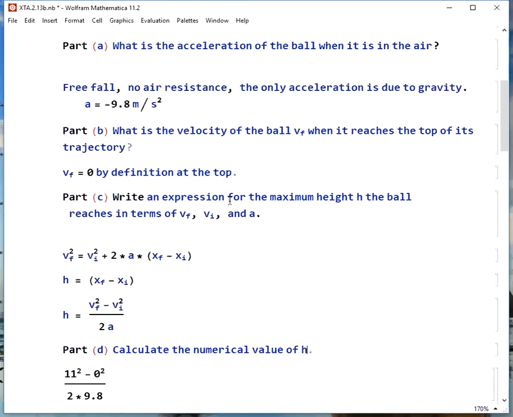no air resistance. Part B, what is the velocity of the ball Vf when it reaches the top of its trajectory? By definition, the top is when it won't go any further up, so Vf equals 0.